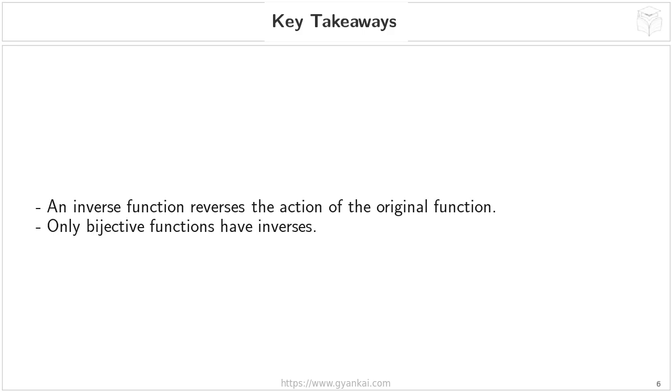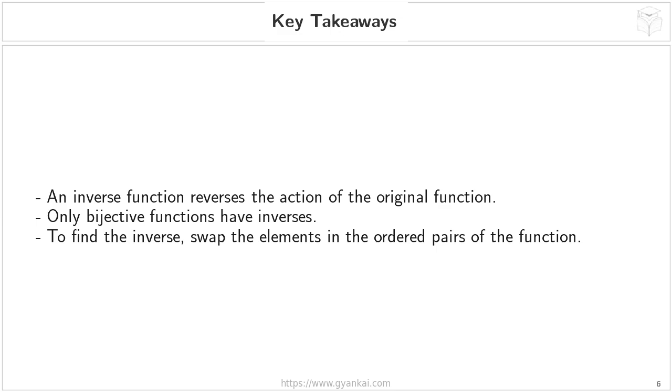Next, and this is crucial, only bijective functions actually have inverses. Now, recall from earlier that a bijective function is both injective, meaning one-to-one, and surjective, meaning onto. If a function isn't both of those things, it fails to have an inverse because either multiple inputs would map to the same output, or some outputs wouldn't have any input mapping to them. We need a perfect one-to-one correspondence for an inverse to exist.